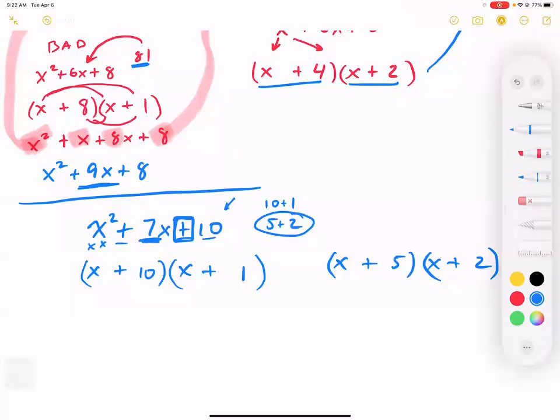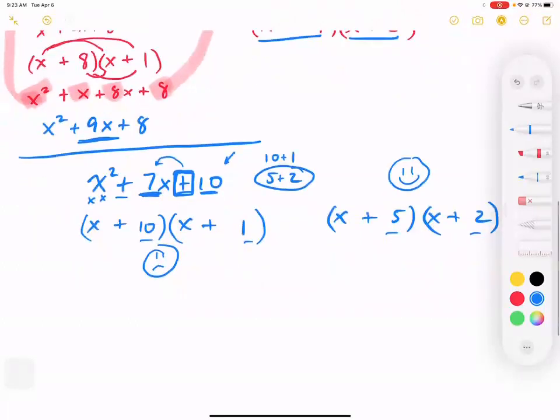What are the possibilities of 10? Because I know I'm going to have to write them. Now, which of these possibilities add up to 7? Well, 5 and 2 does. So which of these are going to work? This one here is going to work, and this one here is not.